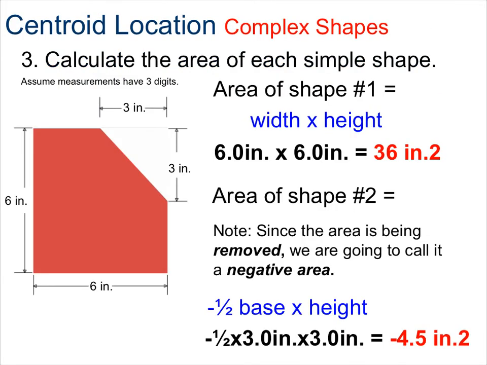In step 3, we're going to calculate the area of each of the simple shapes. So the area of shape 1, again, was a square, so it's 6 by 6, or 6 squared, which is 36 square inches. The area of shape 2 is half the base times the height. So half of 3 times 3 is 4.5 square inches. But you need to be careful now. Since this area is being removed, we're going to call it a negative area, so we have to throw a negative sign in front of the 4.5 square inches.